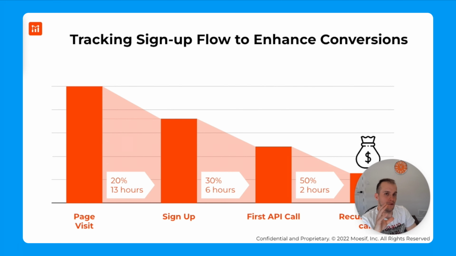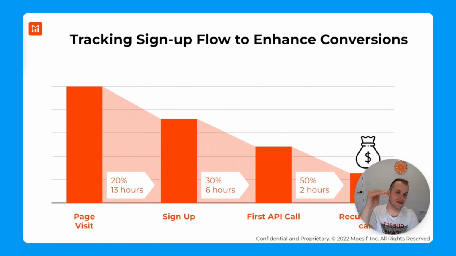Now, when we talk about moving people from, let's say, a free trial through to a paid tier, you really want to make sure that you're tracking that sign-up flow to enhance those conversions. So in this chart that you'll see here, we've got things stepping down. We've got page visit, which is really when you're looking at a product-led growth style of onboarding. That PLG motion really starts from when they first hit your website or when they first hear about your product. But for this case, we'll talk about it in terms of first page visit. How many people visit a page, then sign up? That's your first conversion funnel that you want to look at.